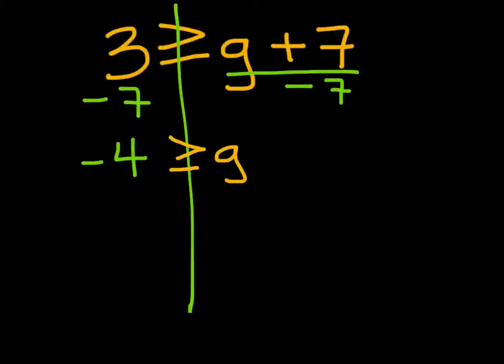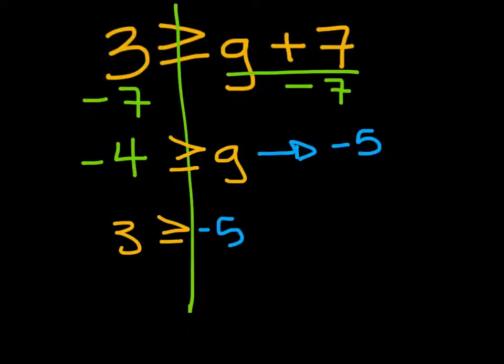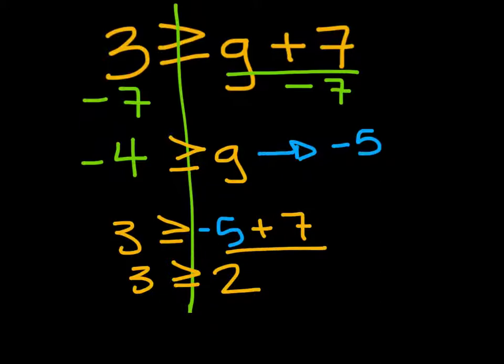Let's try one. Less than or equal to negative 4, let's try negative 5. So if I have 3 is greater than or equal to negative 5 plus 7, negative 5 plus 7 equals 2. So 3 is greater than or equal to 2. Yep, that works. One last problem, and then we're done.